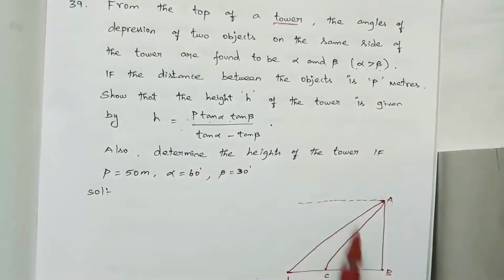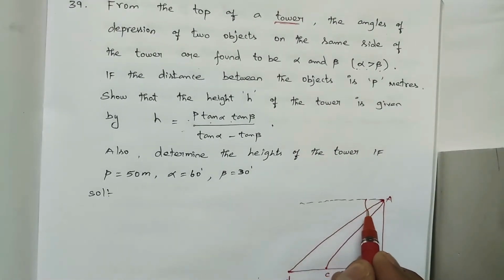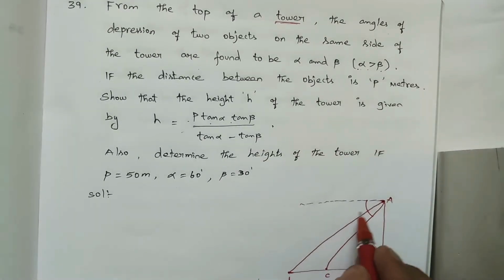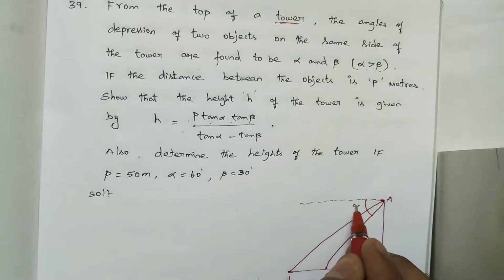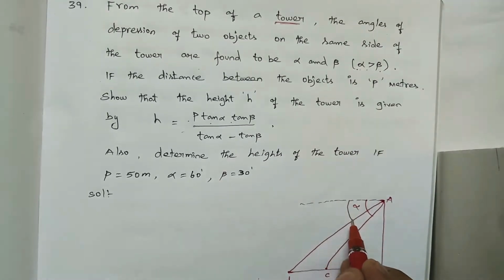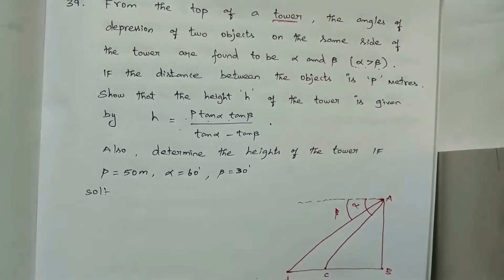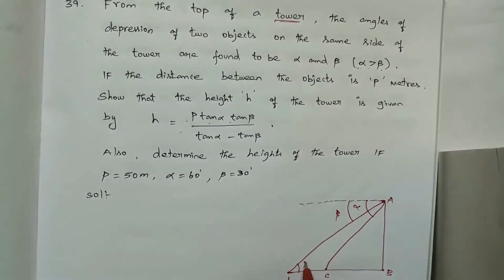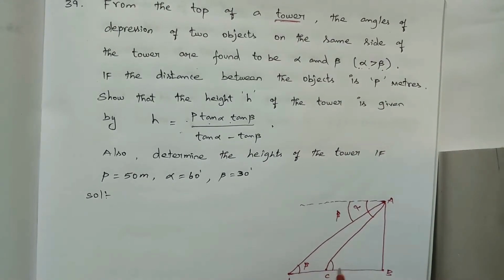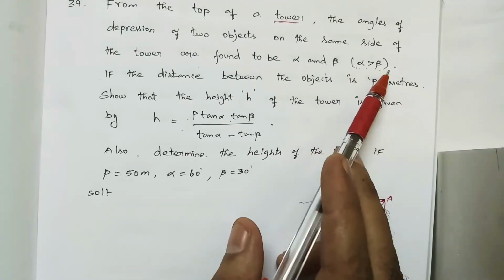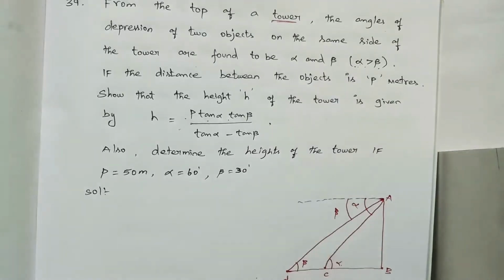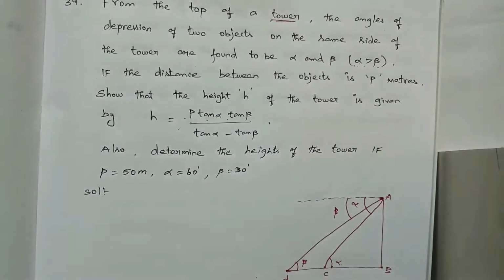If alpha is bigger, then the angle which is closer to the vertical line is always the bigger angle. And this is alpha, and this angle is beta. I'm just bringing it to the right angle triangle. This angle is beta, and this angle is alpha. Alpha is greater than beta, so alpha is closer to the vertical. If beta were bigger, then beta would be closer to the vertical line. I already explained this; just keep it in your mind.